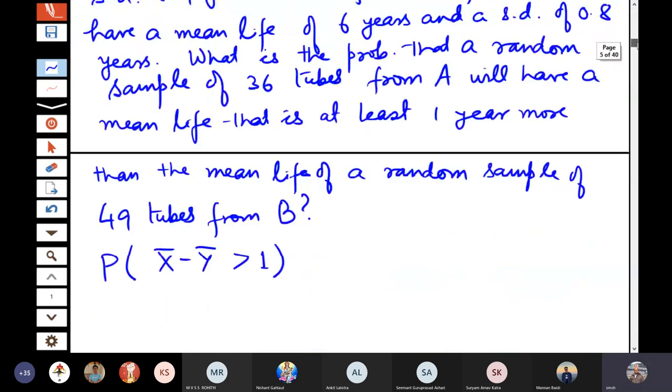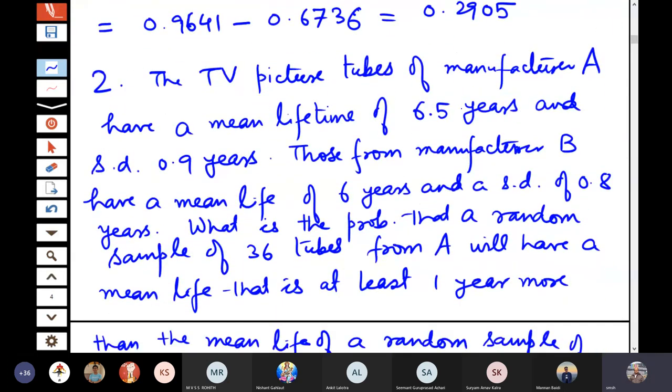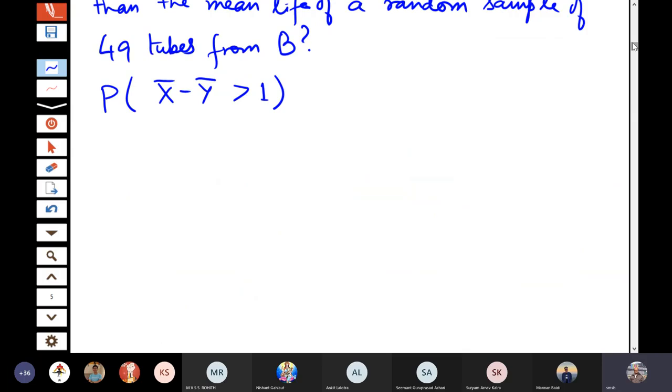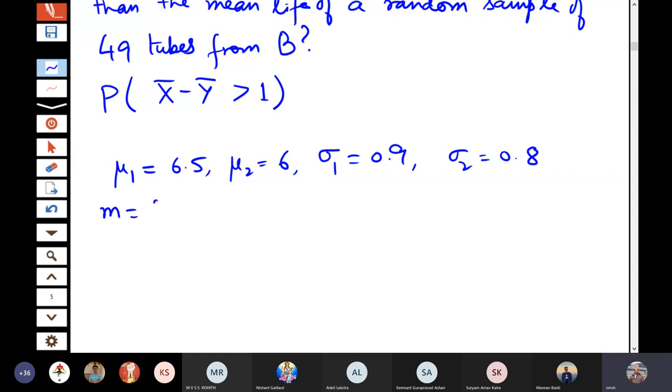So if we look at this problem here, mu1 is 6.5, mu2 is 6, sigma 1 is 0.9, sigma 2 is 0.8. The sample sizes are m equal to 36 and n equal to 49. So if we write down the statement, you have mu1 equal to 6.5, mu2 equal to 6, sigma 1 equal to 0.9, sigma 2 equal to 0.8, m equal to 36 and n equal to 49.